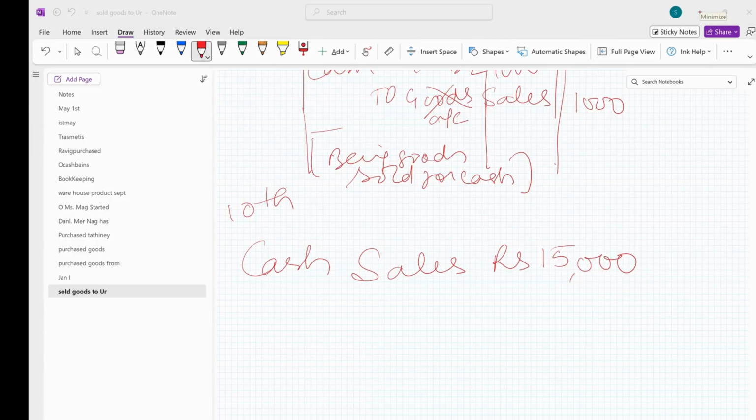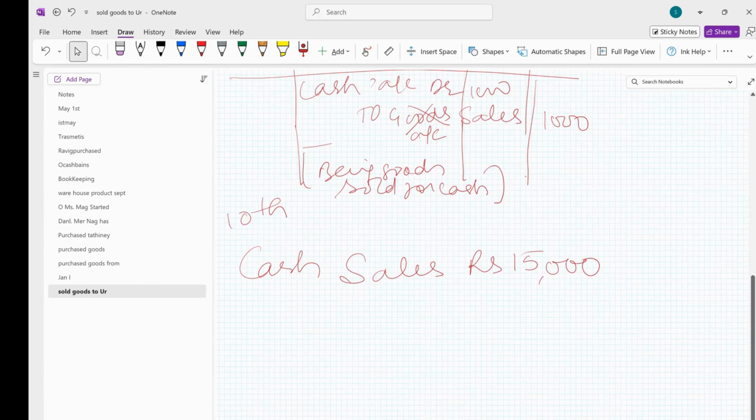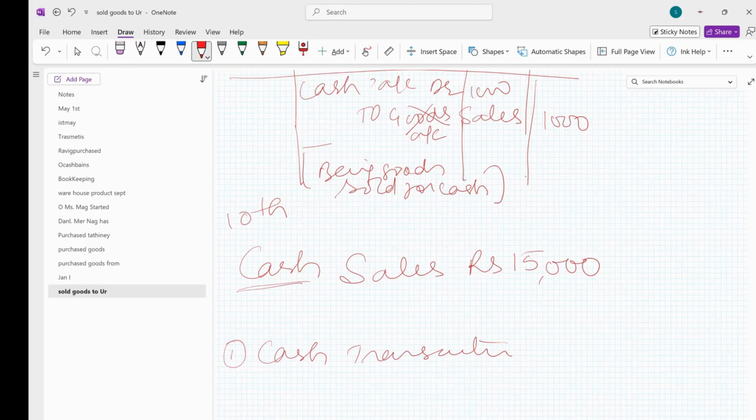Now the next one is cash sales 15,000. Like the previous one, first identify whether it is a cash transaction or credit transaction. Cash transaction. Next, the two important items. One important item is cash. And where is the other important item to identify? It is a sales.